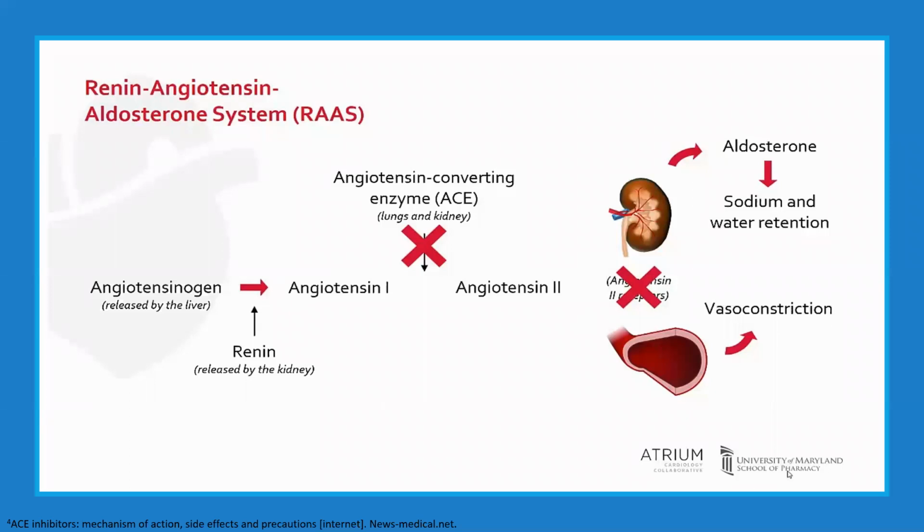For the ACEs and ARBs, they're working on the renin-angiotensin-aldosterone system, or RAS system. ACE inhibitors are blocking the conversion of angiotensin 1 to 2, and ARBs are blocking the angiotensin 2 receptors. By doing this, they reduce vasoconstriction and they reduce sodium and water retention. As you can see, the kidney is part of this system by releasing renin, which activates the system, and these ACE and ARBs are blocking it.